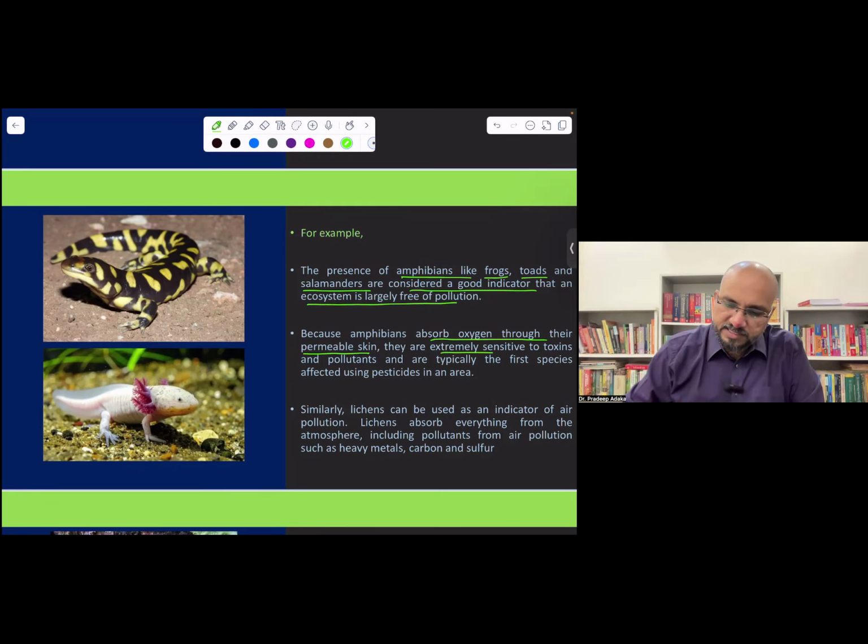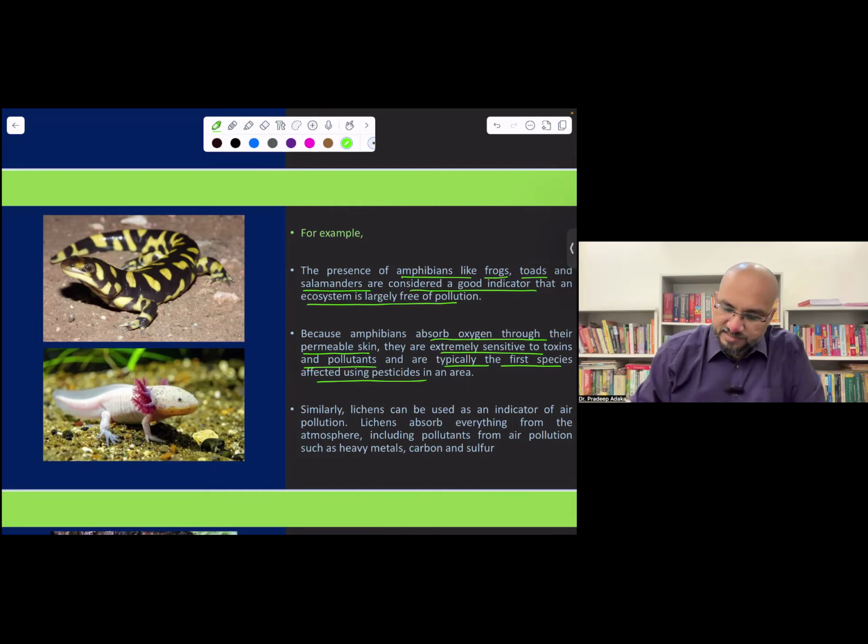They are extremely sensitive to toxins and pollutants and are typically the first species that are getting affected by the use of any chemical or pesticides. So their population will decline drastically if the environment is polluted. So if you see large numbers of frogs, salamanders, that means the environment is healthy.